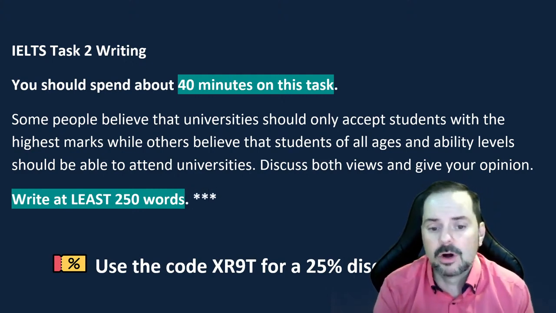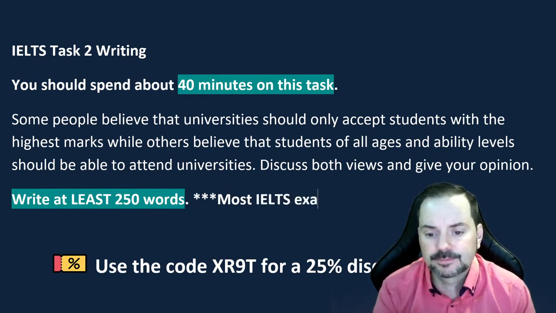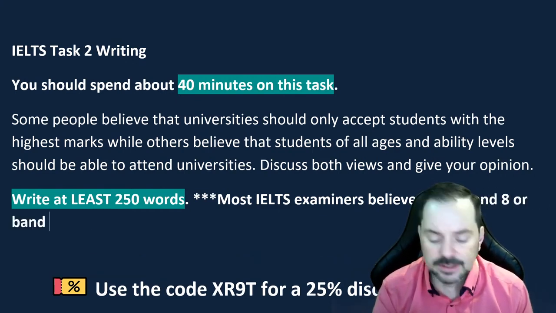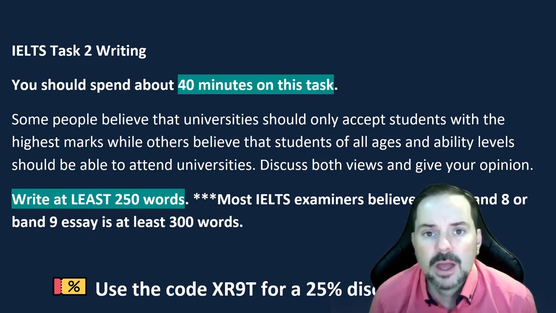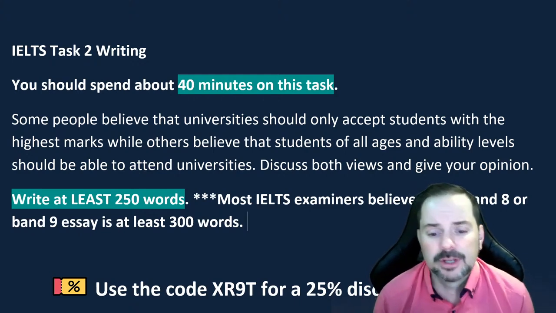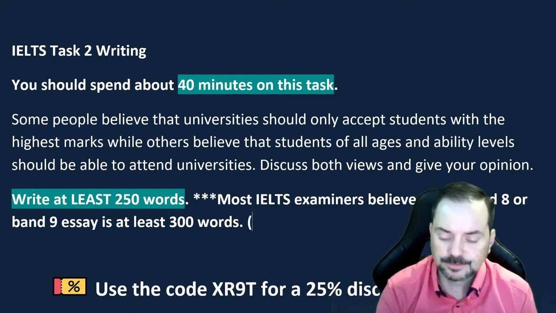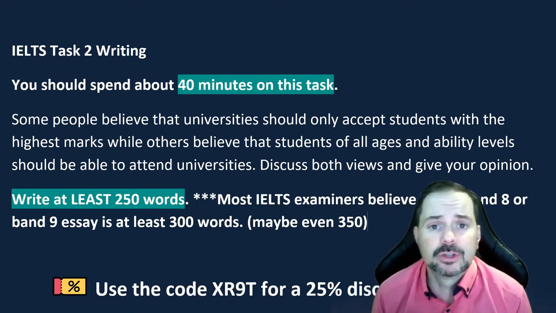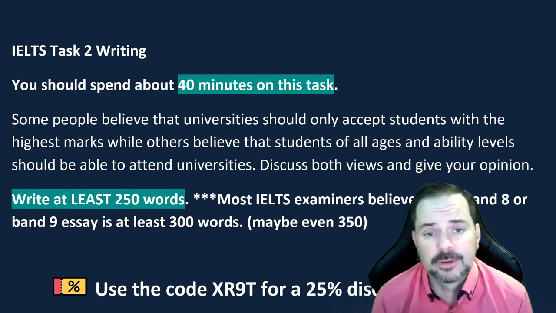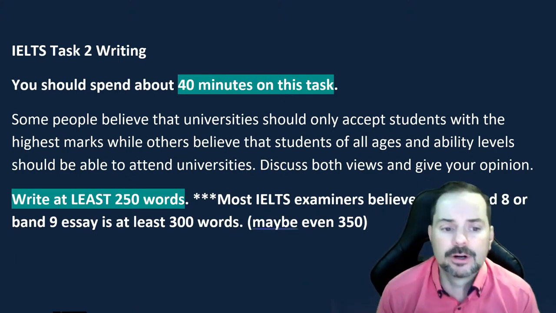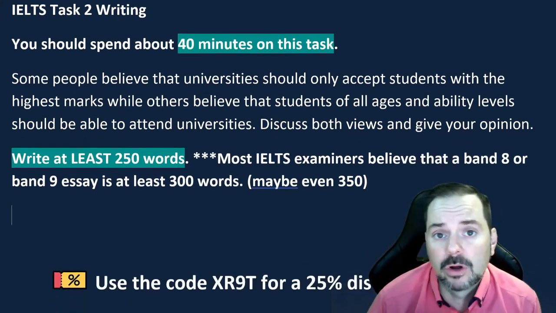Most, I'm not going to say all, but I'll say most IELTS examiners believe that a band 8 or band 9 essay is at least 300 words. Making a good argument in just 250 words is quite challenging. Usually closer to 300, maybe even 350 words. If you really want to get those high band scores, if you're applying for a master's degree or a doctorate degree, or if you really want that fast track visa for immigration, you have to be thinking more in the 300, 350 range for the word count on task 2.